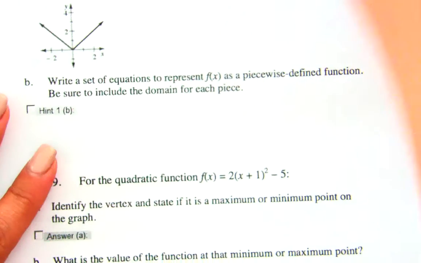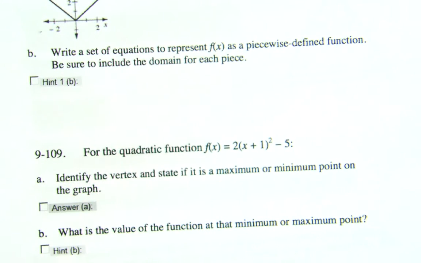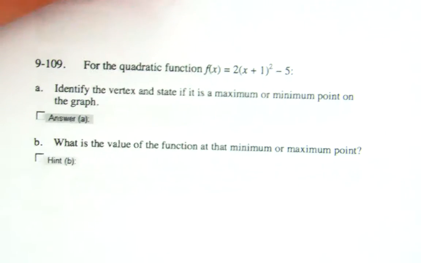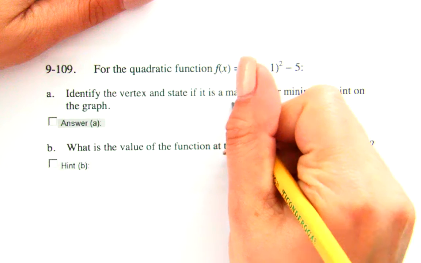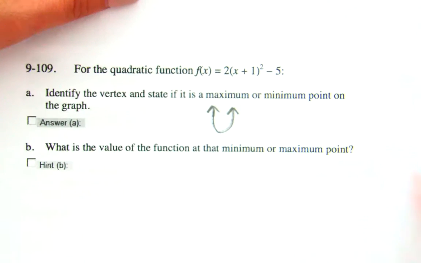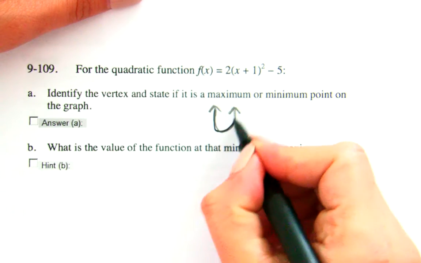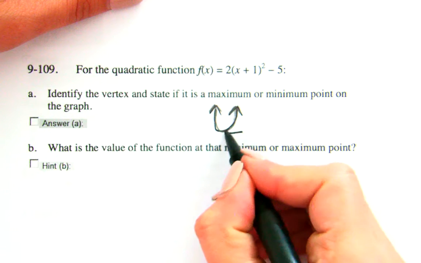109. For the quadratic function f of x equals 2 times x plus 1 squared minus 5, does it have a minimum or a maximum point? So the question is, is it opening up or is it opening down? If you say that it opens up, then obviously you're going to have a minimum point. So what is it? Then you'd have a minimum.